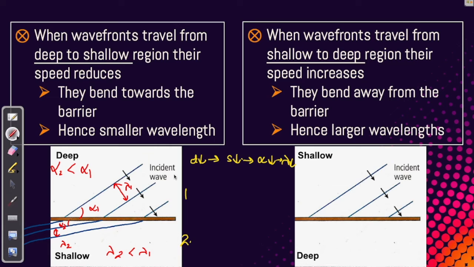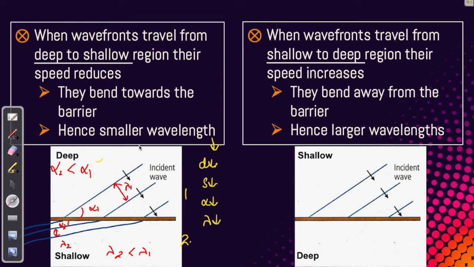So let me rewrite this whole thing in a sequence. The depth is going down here. The depth of the water is going down. Therefore, the speed is going down. The angle with the barrier is going down. The wavelength is going down. This is what is happening in this scenario.